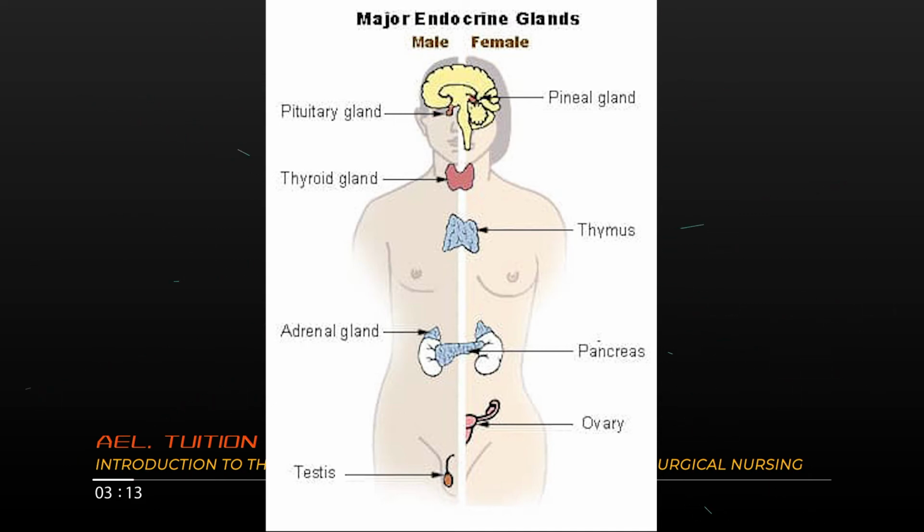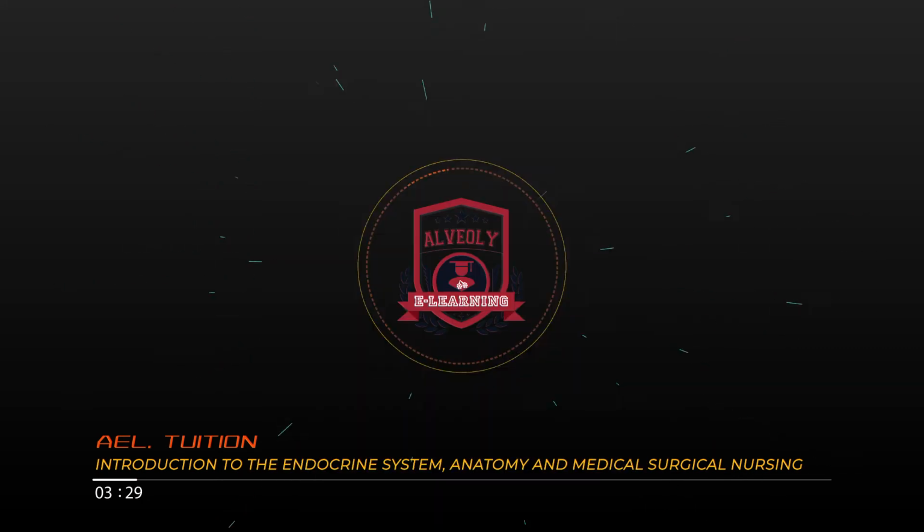So all you have to study for your exams as an Alveoly E-learning student is, one, know the endocrine glands, the type of hormones they produce and the functions of the hormones. Two, if those glands secrete more than necessary, or less than normal, what diseases will it create, and how will their signs and symptoms be presented? Three, if the disease happens, can it be treated medically or surgically, and if it's surgery, how will the patient be prepared preoperative, intraoperative, and postoperative?